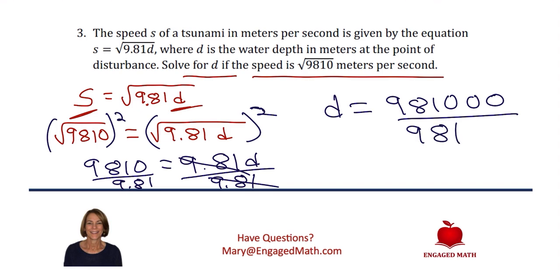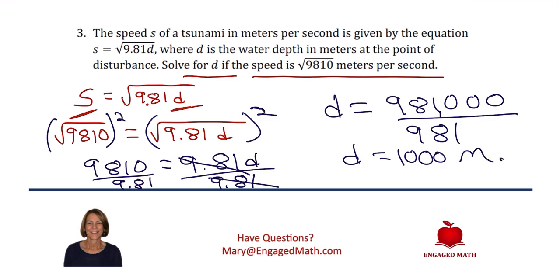So as long as you do the same thing in the denominator, you can move the decimal over 2 to the right in the denominator. Because what we've really done is we've multiplied the numerator and the denominator by 100. And now it might be a little bit easier to see that 981,000 divided by 981 gives us that the depth of the water, because D is the water depth in meters at the point of disturbance, is 1,000. So the depth is 1,000 meters.